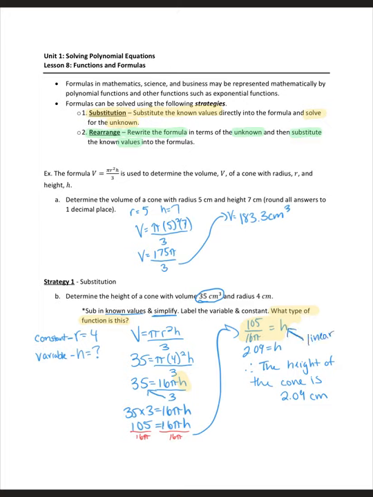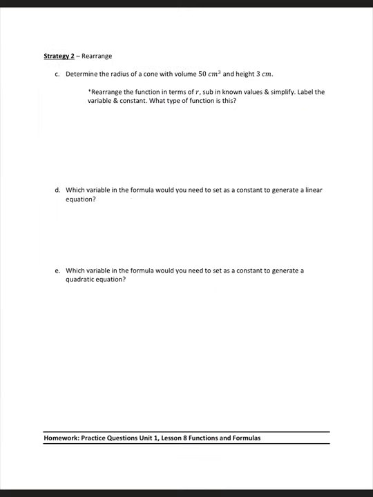Right? Think about if we had y equal to 5. We know that's just a horizontal line, right? But it's still a line. So when we have a variable equal to any constant, any number, that's just a linear function. So we created a linear function here when we had our radius value but didn't know our height. So let's look at another example.